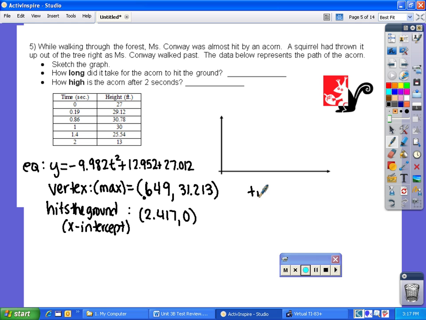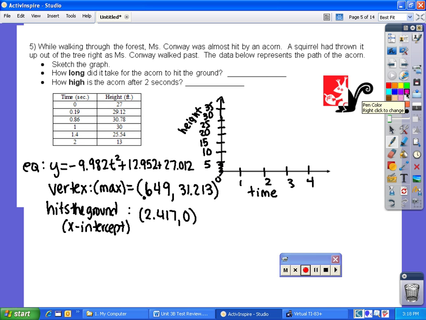Alright, so now I label this as my time. This is my height. My time doesn't go past 2, so I can go by 1s and make big gaps. The highest that my height goes is 31, so I can number these by 5s. Alright, make your squiggly. And then plot your points.